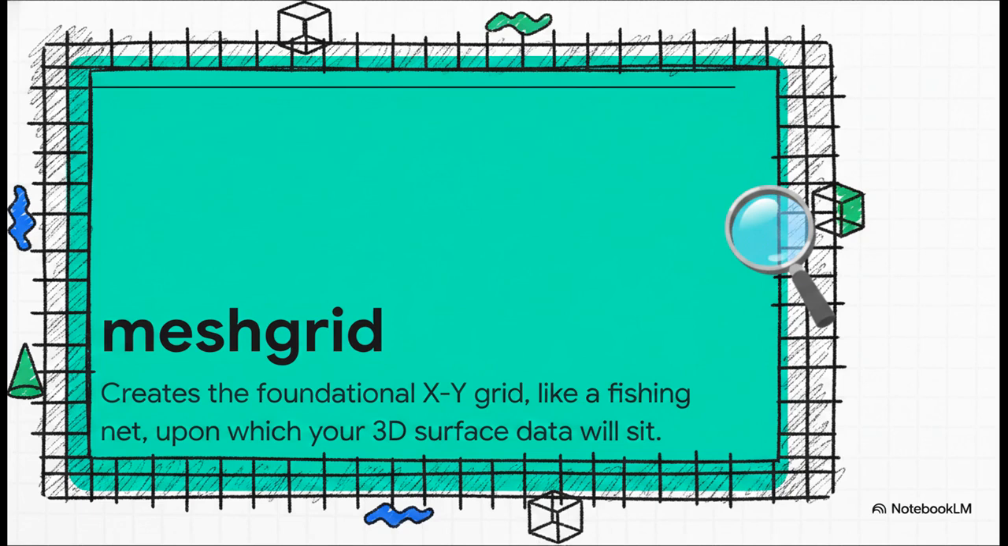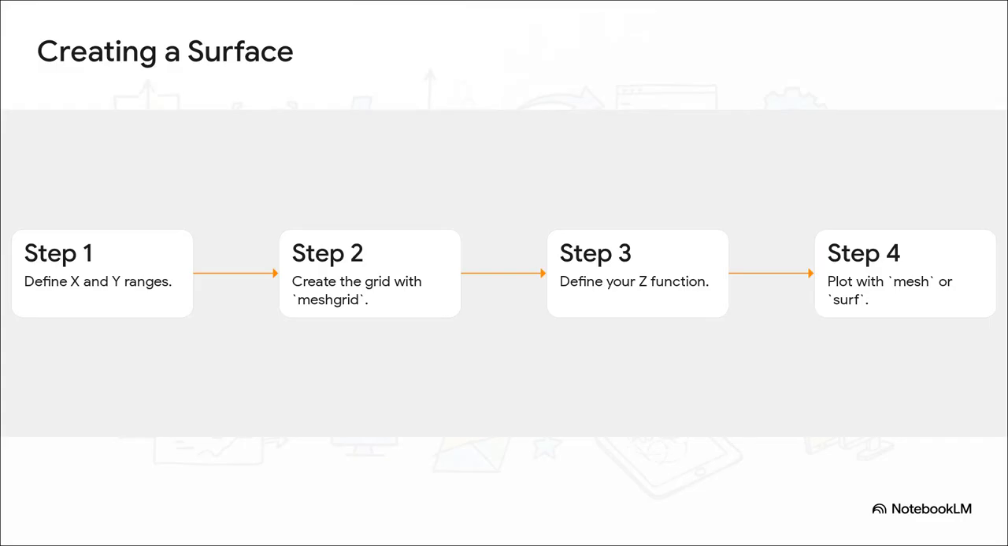That's where meshgrid comes in. The best way to think about it is like you're laying down a grid, or maybe a fishing net on the floor. This grid creates all the points where you're going to measure the height, your Z values. And building a surface is basically a simple 4-step recipe.